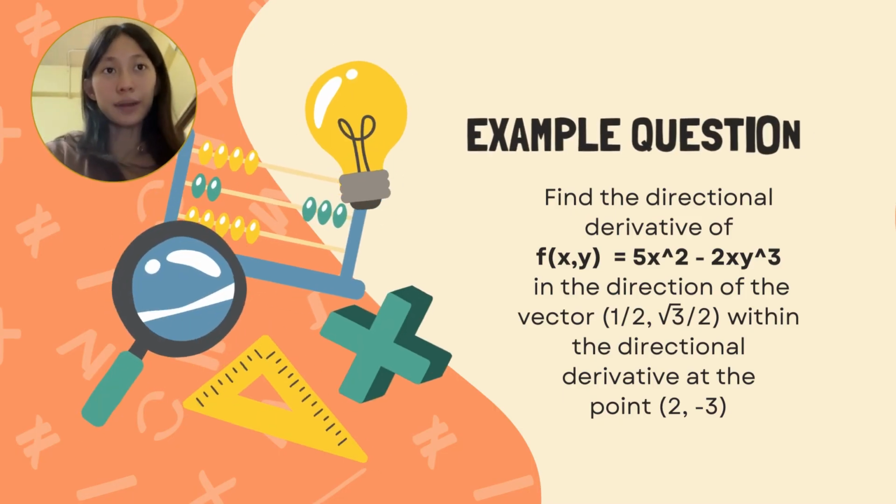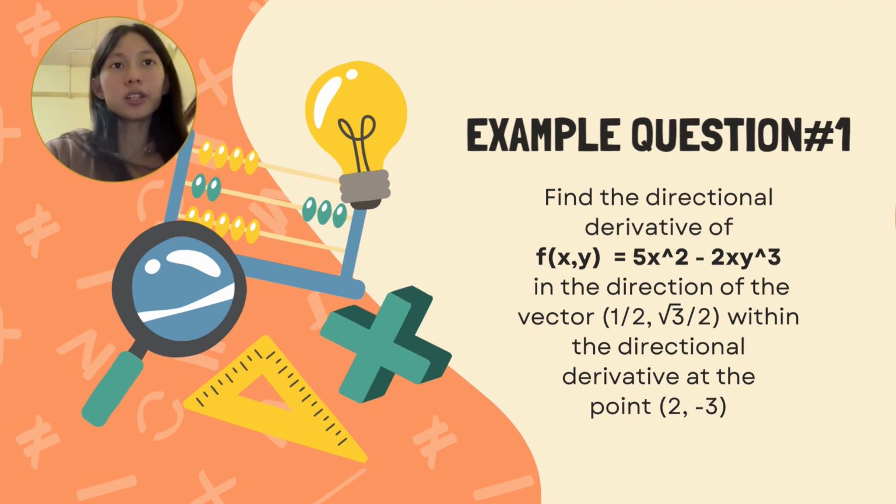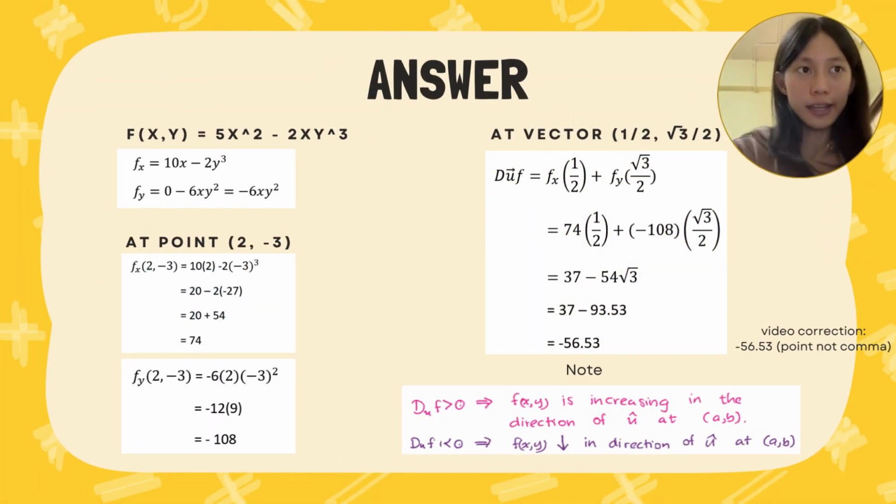Okay, so the first example question: find the directional derivative of f(x, y) = 5x² − 2xy³ in the direction of the vector (1/2, √3/2) at the point (2, −3). Okay, so this is the answer.